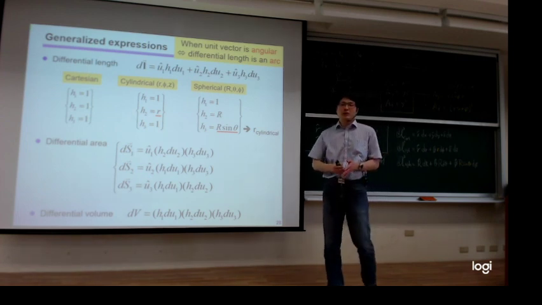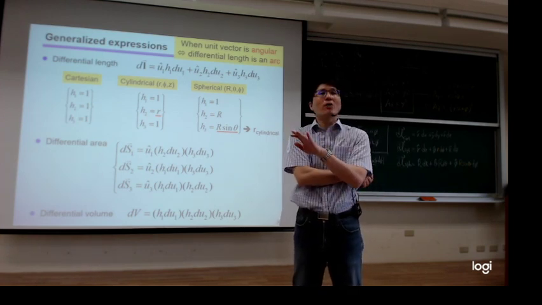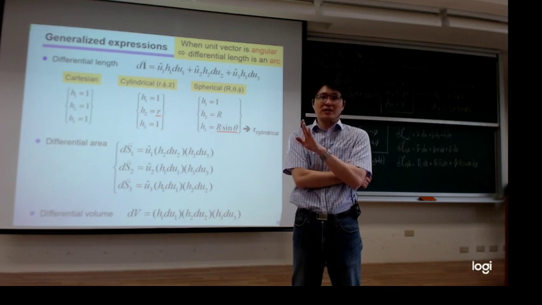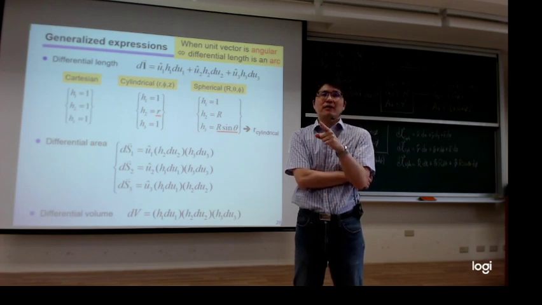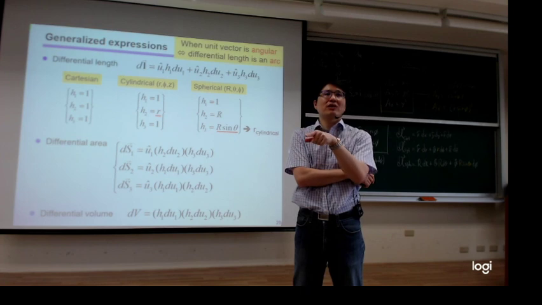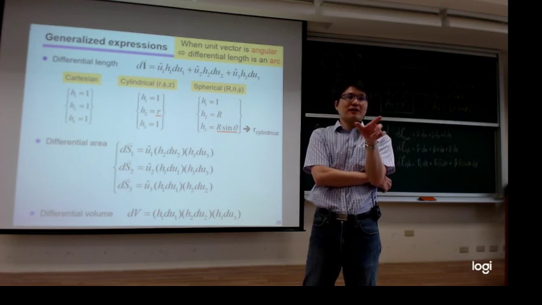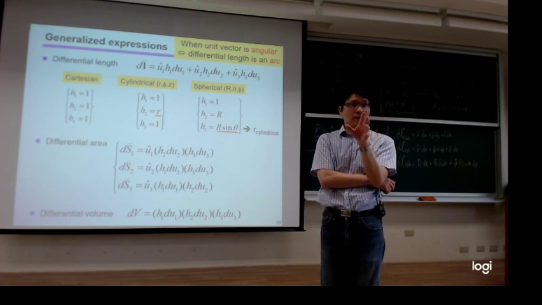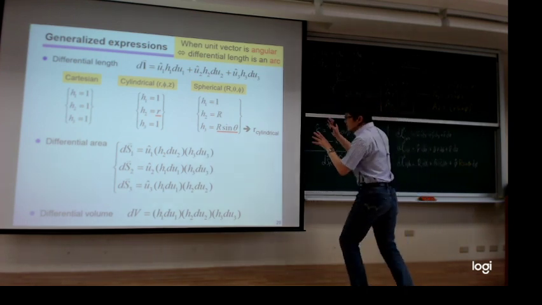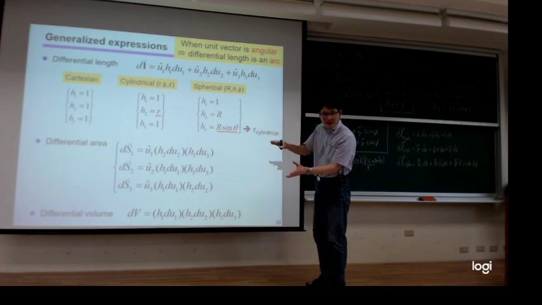So what have we learned? What have I taught you? Understanding differential length for all three orthogonal coordinate systems is extremely important. When your unit vector is an angle, your span differential length is an arc. So you need to properly multiply that differential amount by its radius. Okay. So this will be used for gradient, will be used for divergence, it will be used for curl.